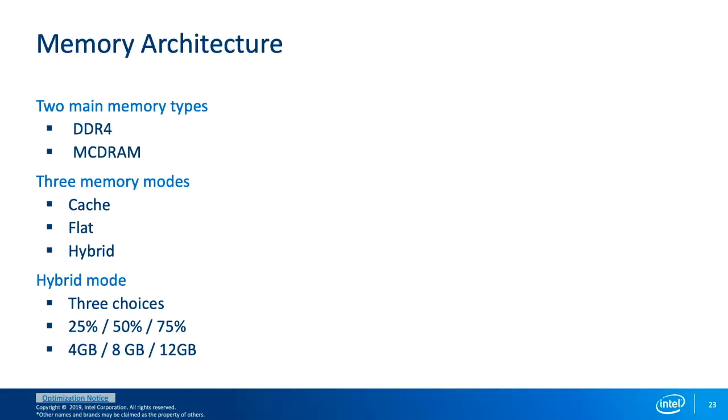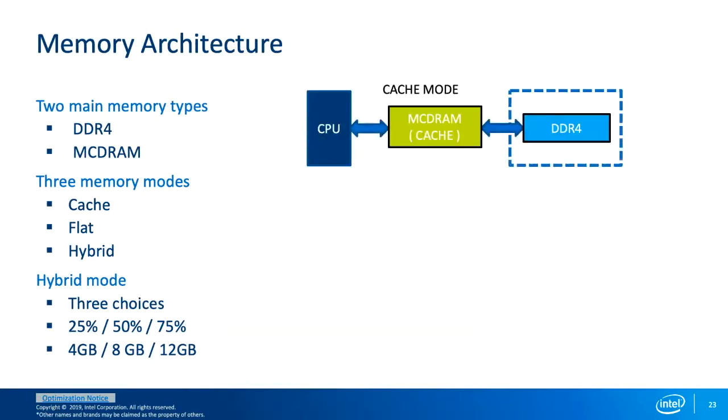So how does this break down? We have 2 main types of memory, 3 memory modes: cache, flat, and hybrid. And we have multiple hybrid choices. Now, I have never played with hybrid mode very much, so if you have deep questions about hybrid mode, I will have to take those and get back to you later. But the setup is pretty straightforward in theoretical terms.